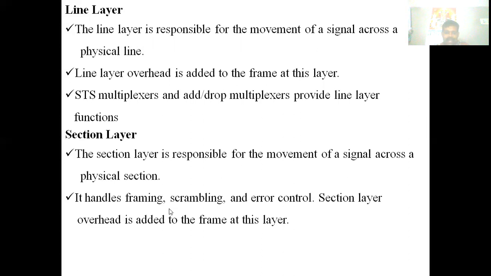So the section layer handles framing, error control, and scrambling. Scrambling means rearranging the frames or rearranging the data. Section layer overhead is added to the frame in this layer.